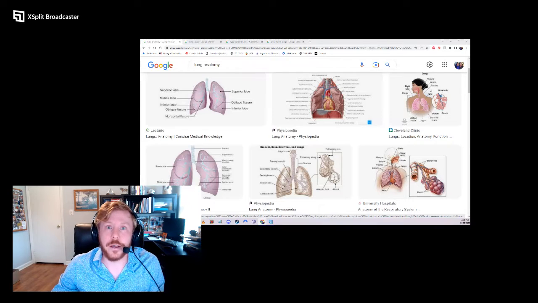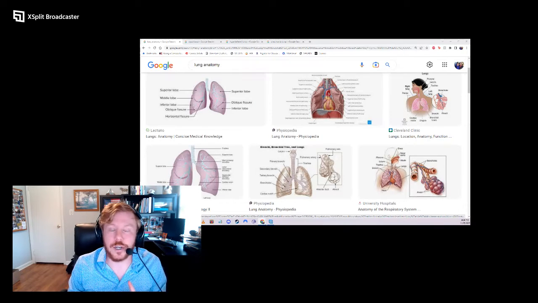COPD is a worsening of a lung disease called emphysema. Emphysema and COPD are a little bit interchangeable, just that COPD is worse than emphysema itself. There are a couple different stages of COPD. You can have stage one, two, three, or four, four being the worst.